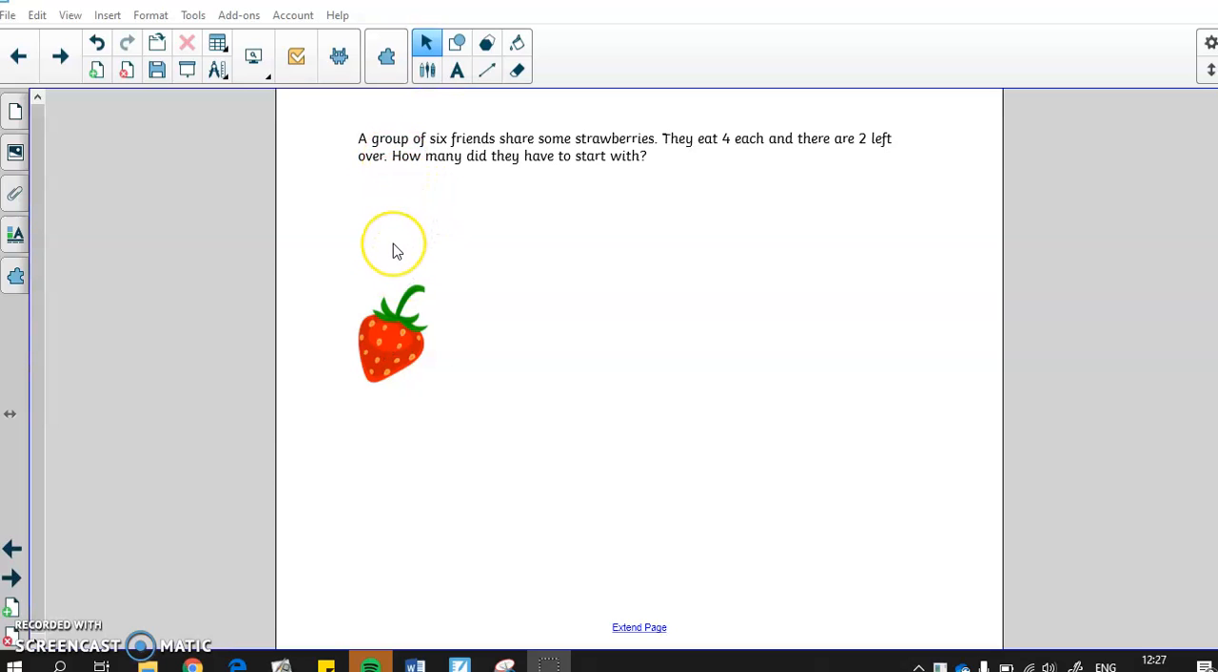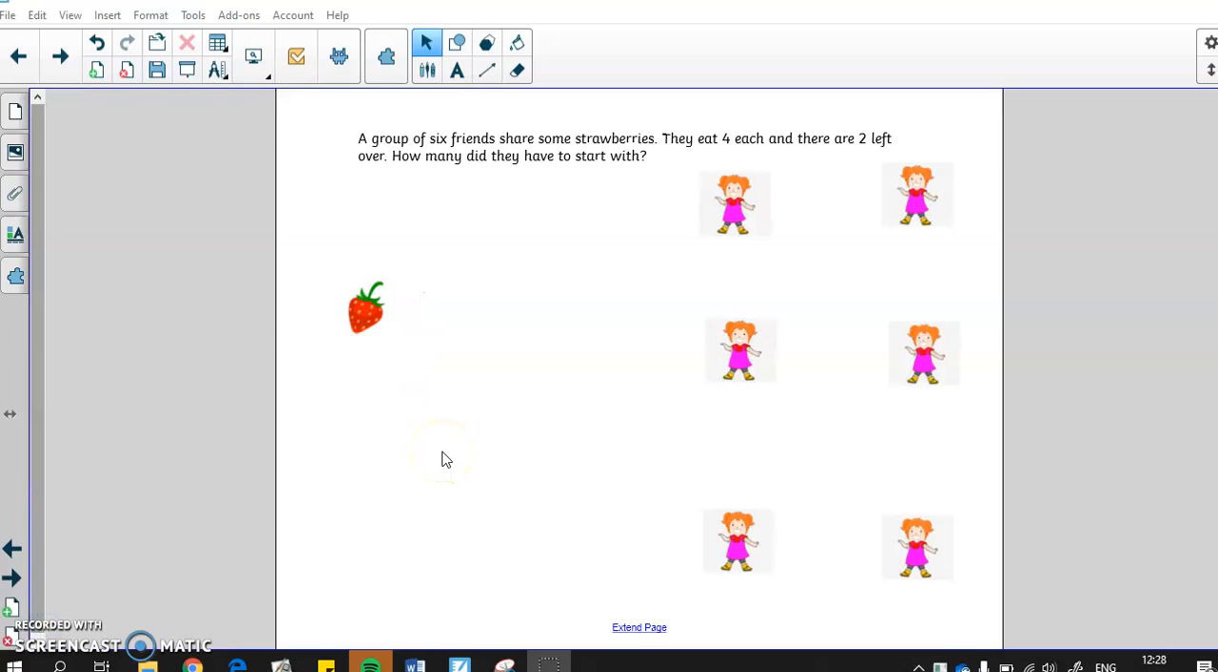A group of 6 friends share some strawberries. They eat 4 each, and they have 2 left over. How many did they have to start with? So I need to think about having some friends. I'm going to pause this and find an image of a person to put on.